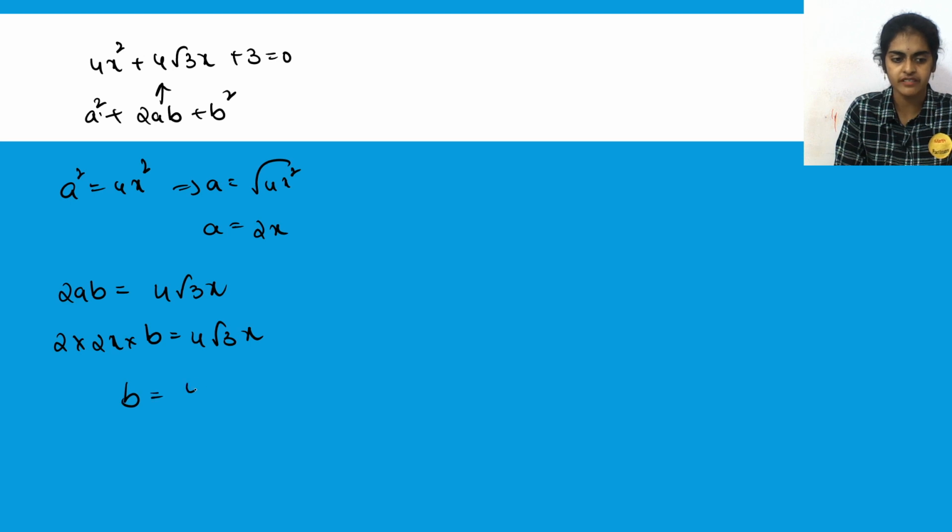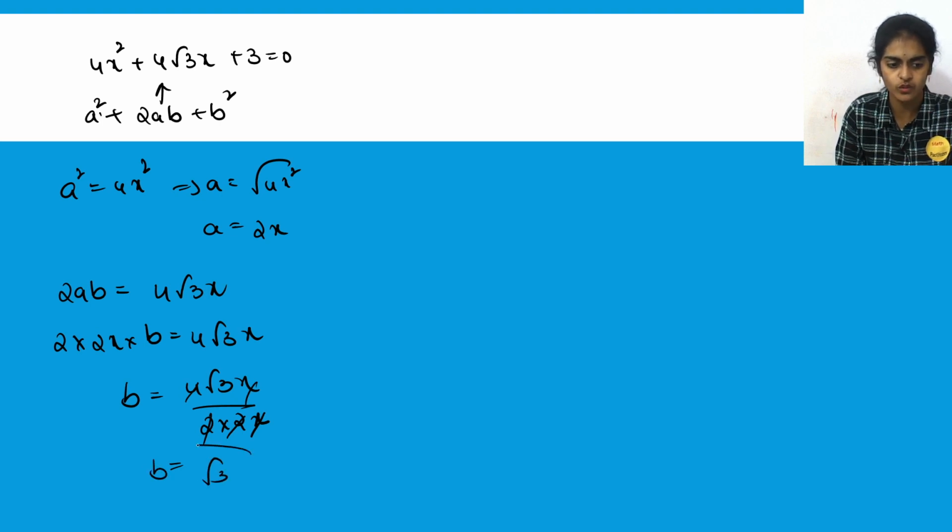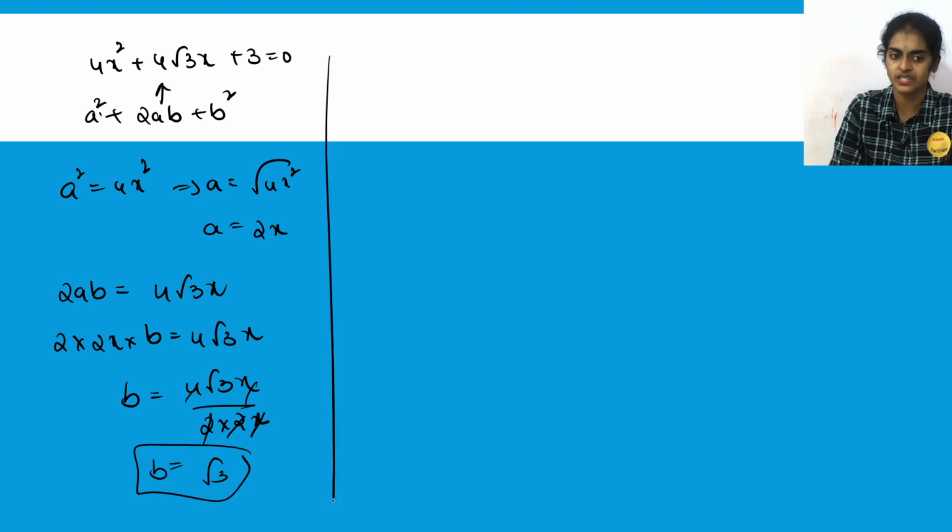So, b is nothing but 4 root 3x divided by 2 into x. So, x and x cancel, 2 ones are 2, 2 twos are 4. Okay, so 4 and the denominator 4 cancel. So, you have your b value is root 3. B is root 3. Now, this is what you will do in your rough work.